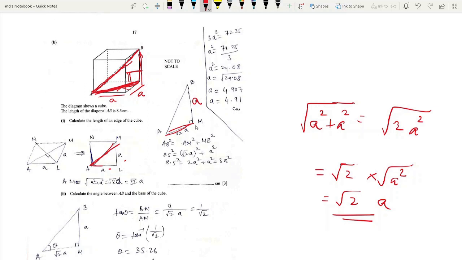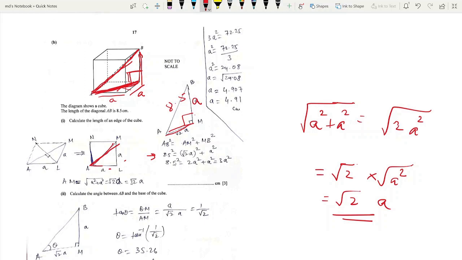So this is AB and this is 90 degree. So here again I will apply Pythagoras theorem. AB square equals AM square plus MB square. So AB is already given to us, which is 8.5. This is 8.5. So 8.5 square, AM we have root 2A, so root 2A whole square, and MB is A square.